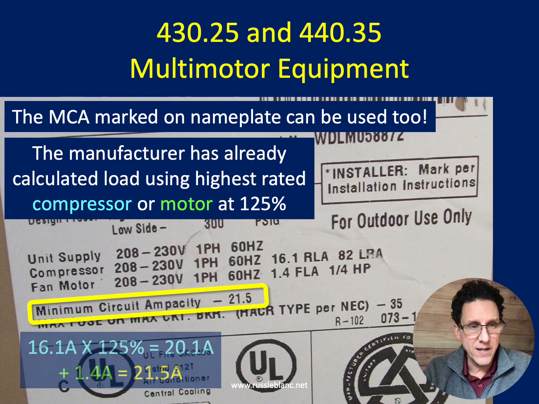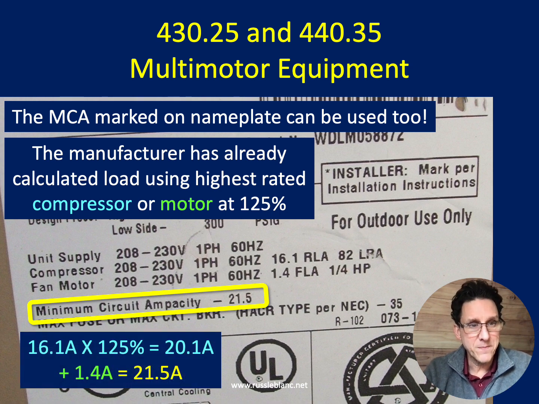And I can show you that, right? If we do the math, there it is. The compressor at 125% plus the motor, 21.5 amps. So you can just use that instead of doing the math yourself.